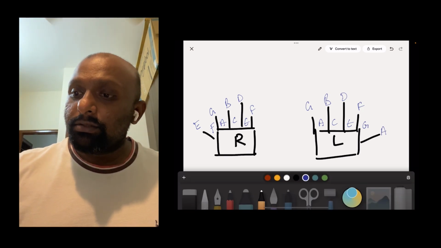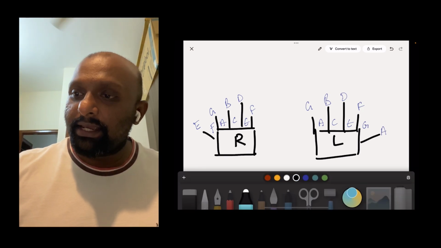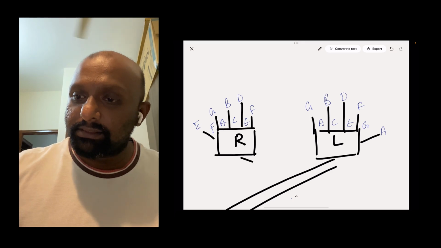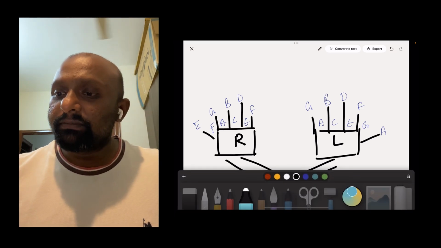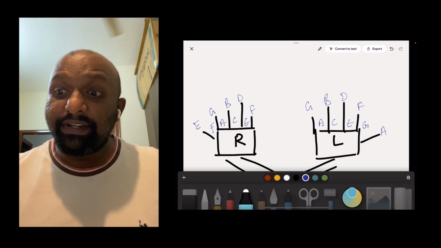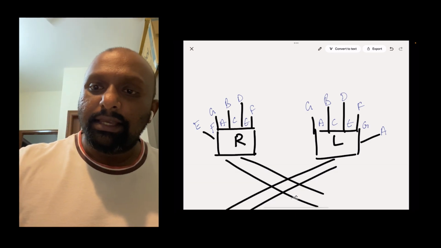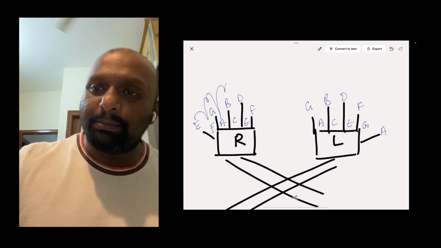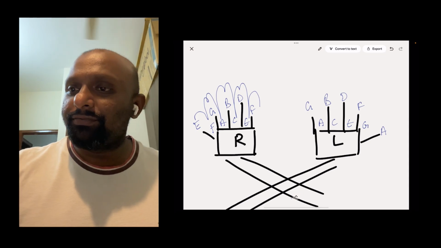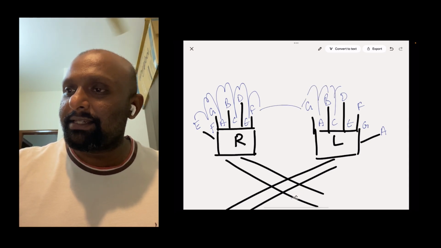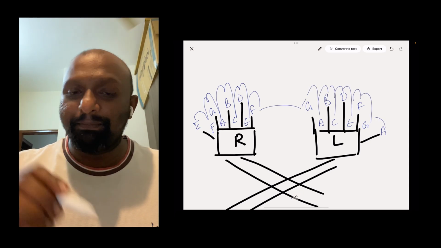All right. So now please note I have crossed my hands like this. Now there is a perfect sequence. Watch this. E, F, G, A, B, C, D, E, F, G, A, B, C, D, E, F, G, A.